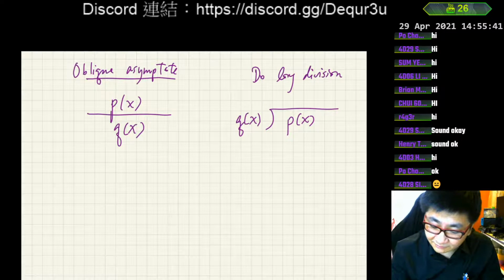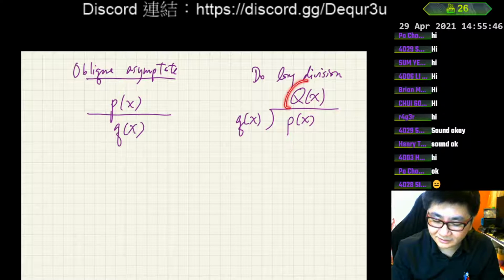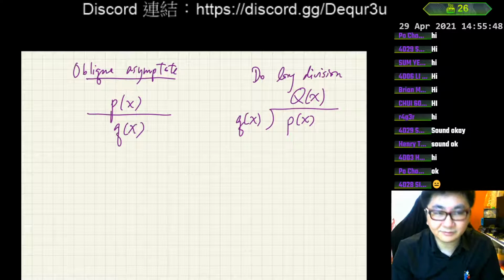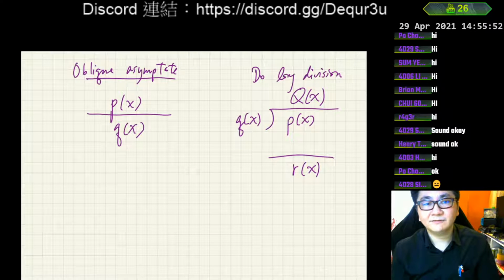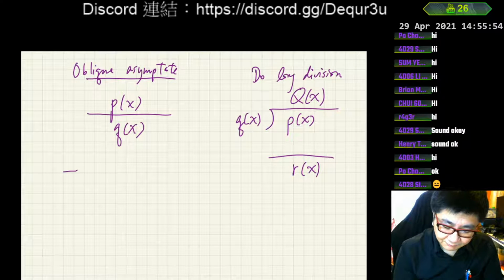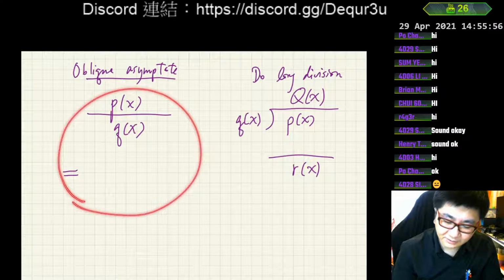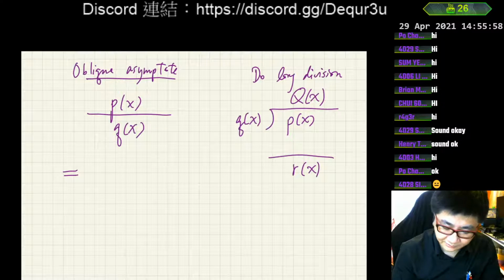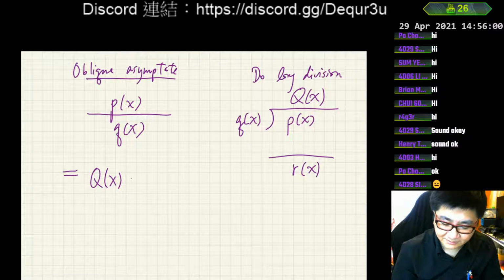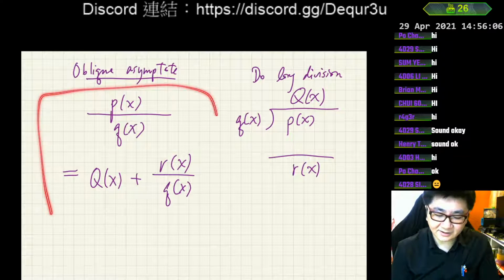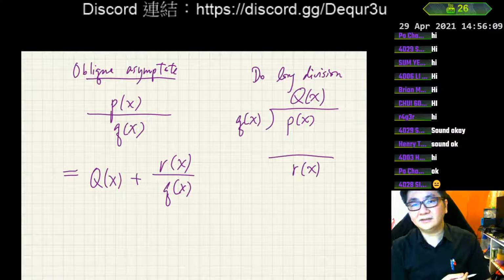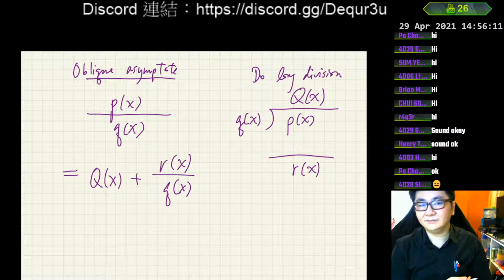When we do a long division, there will be a quotient, big Q, capital letter Q here, and there will finally be a remainder. Then we can rewrite this original function to quotient(x) plus remainder(x) over the divisor(x). You can take this as an easy way to help you find the oblique asymptote.